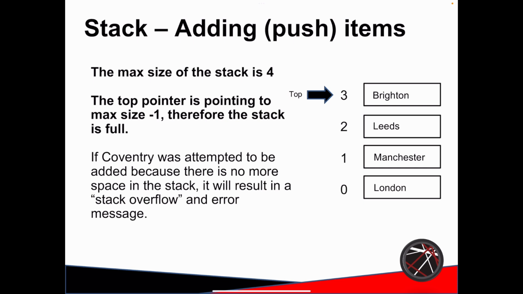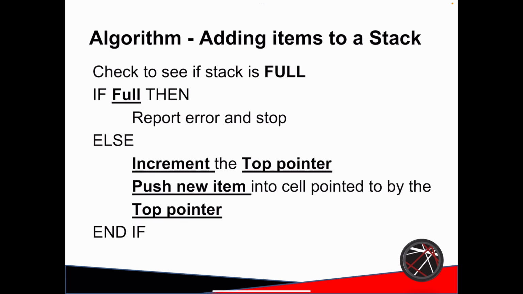What's special now, though, is we're at the top of the stack. When we've created the stack in memory, we'll have given a certain number of memory locations for that. So in this case, 4. What we then do is look at the max size, 4, and take away 1, and that gives us the index of the top position, in other words, position 3. And therefore, we want to check, is it full? If we were to try and add another place to this, so Coventry, there isn't space in the stack, and that would cause a stack overflow. So a simple algorithm for this is we check first, is it full? We look at the max size, and then if there is available space, we increment the top pointer and add in the new data accordingly.